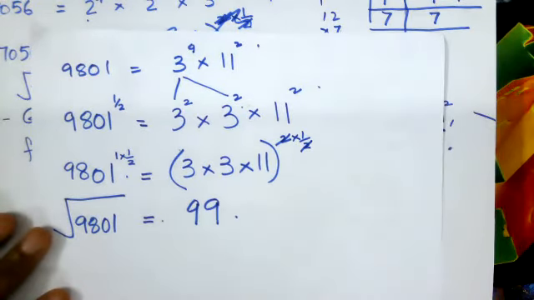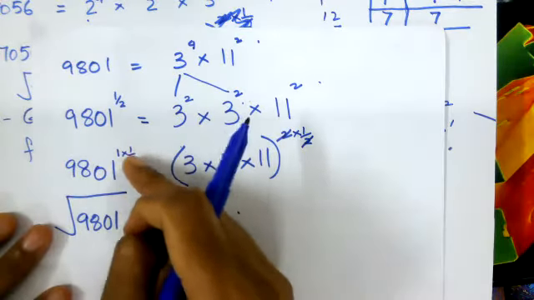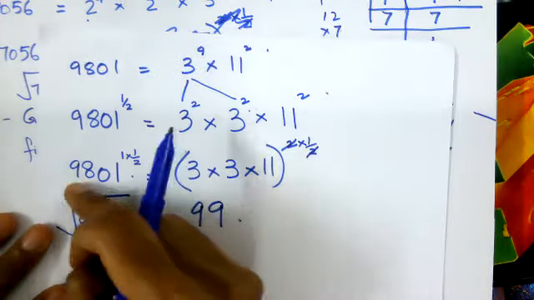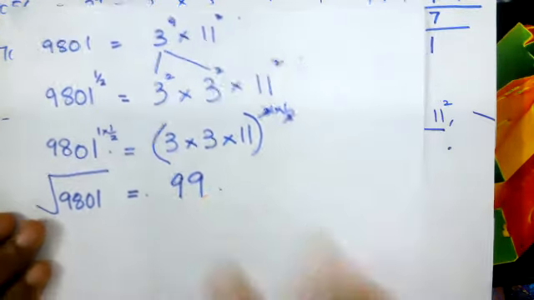And I also multiplied the power of this number by half. And so that was the square root. Okay, so this is what I did.